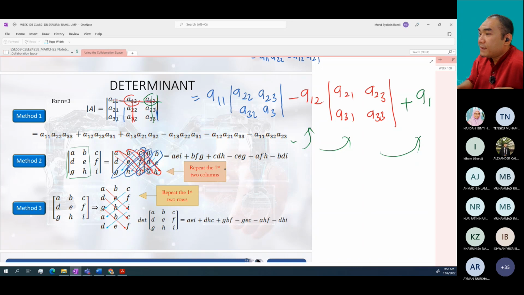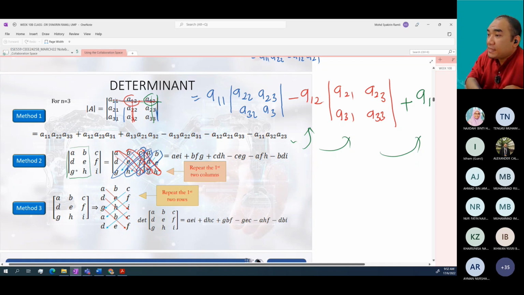Right. The next method, the next approach ataupun method yang ketiga for us to compute determinant, you repeat the first two row. Tadi kita repeat the first two column, kan? The next approach is by repeating the first two row. So this is the first row, this is the second row. So we take this first two row and then you write it at the bottom of your original matrix.